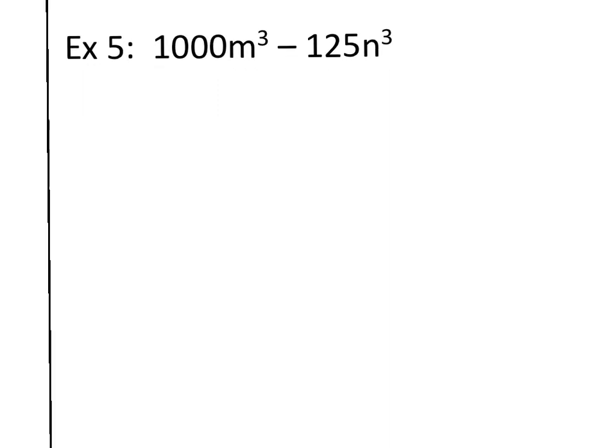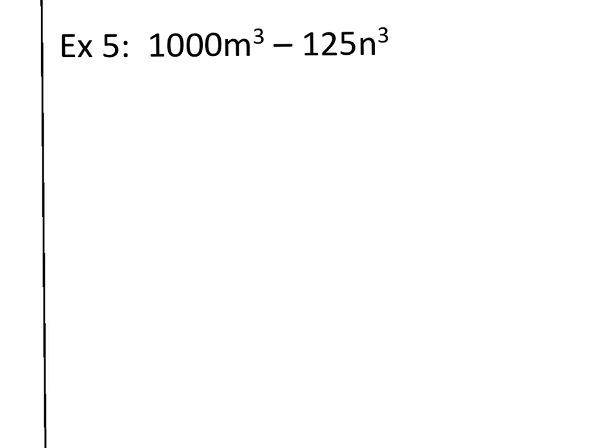Okay, example 5. 1,000 m to the third minus 125 n to the third. What do they have in common? They do have a 5, but they might have something bigger. They do have 25, but it's a little bit more. I'm going to give you a little more time on this one. I'm pausing the video. Andrew, say it a little louder. 125 goes into both of these.